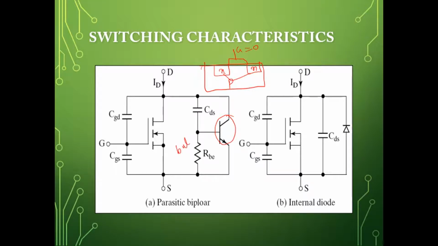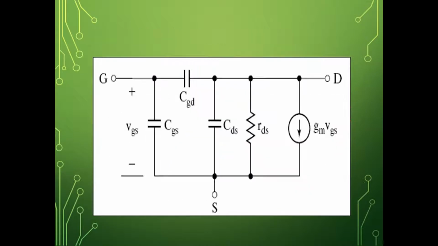This is called the bulk resistance. Okay, it is a bulk resistance. So this bulk resistance is actually very small. So instead of representing this NPN transistor along with this bulk resistance, we represent it by a diode. So the MOSFET is in parallel with an internal diode. Okay, this is the equivalent model. So we can represent the switching model like this.